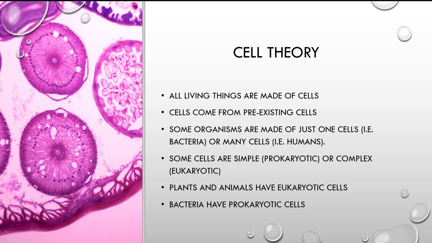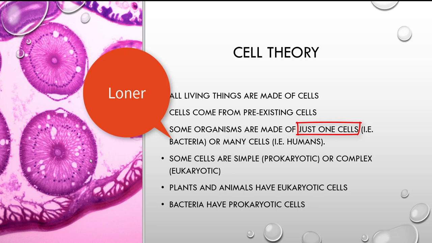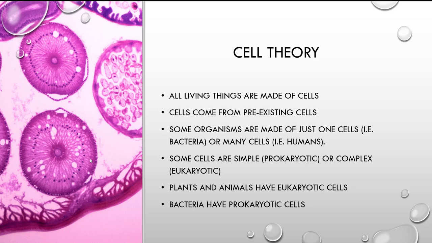Okay? And then as far as cells itself, when we talk about living things, some living things are just made of single cells. So we can think of bacteria, some protists are like that. So some organisms just are one single cell, or some organisms are made of many cells. So think of any animal, so humans, cats, dogs, fish, all made of many cells. Plants, fungi, things like that are all made of many cells.